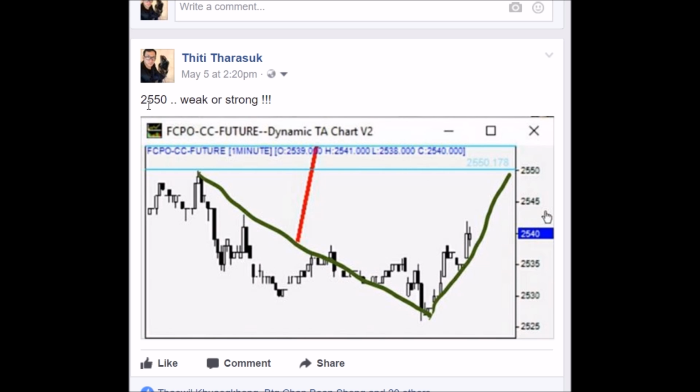I just put this question because this question refers to this line. This line is supposed to become a resistance. Resistance at 2,550. That means at 2,550, I ask my student whether this resistance is weak or strong. If resistance is weak, price can shoot up and run away up. If resistance is strong, price cannot move up.